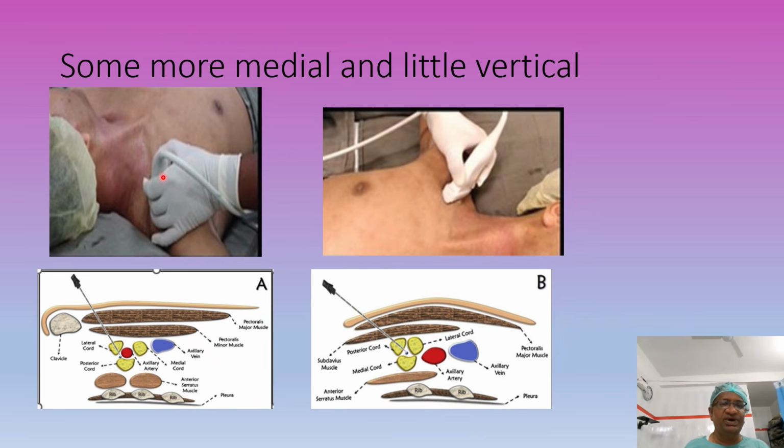Yes, midpoint of the clavicle, just go and then go slightly medially. Or sometimes some people also may go vertically. These are the three cords. Now you can see the lateral cord, medial cord, and posterior cord. The posterior cord is not posterior. Just think of that.